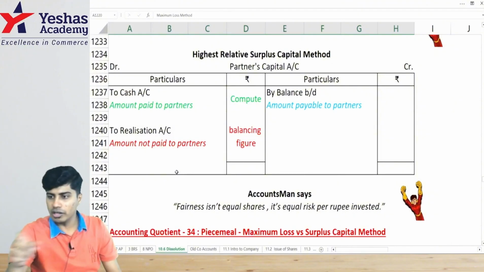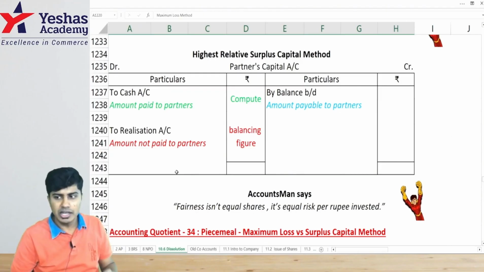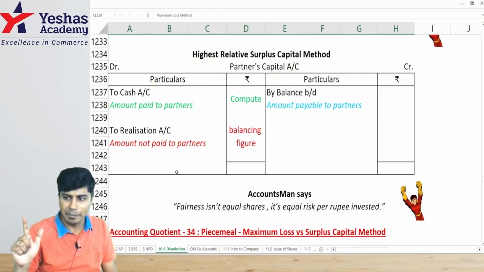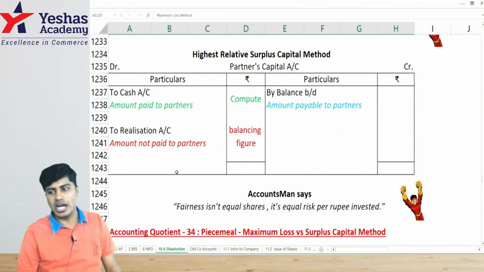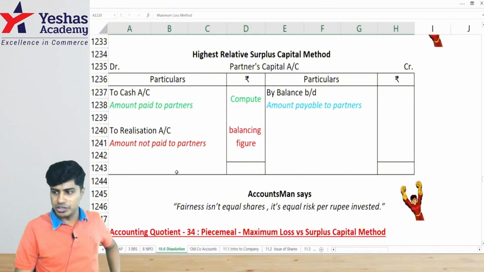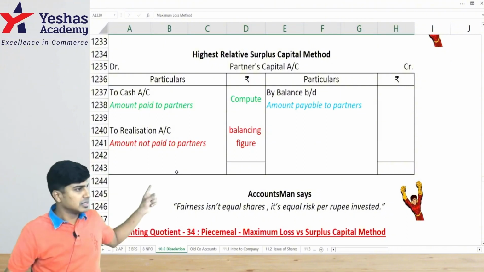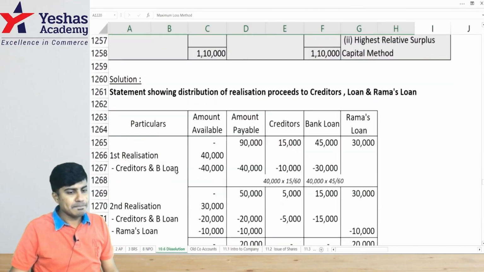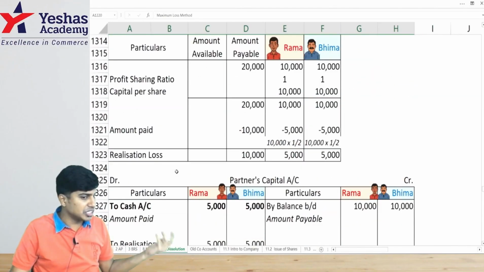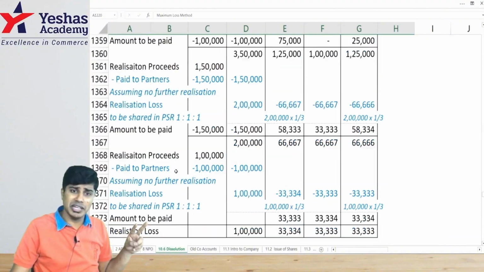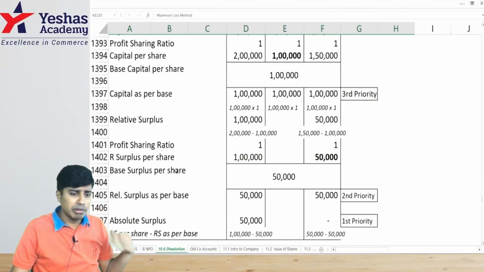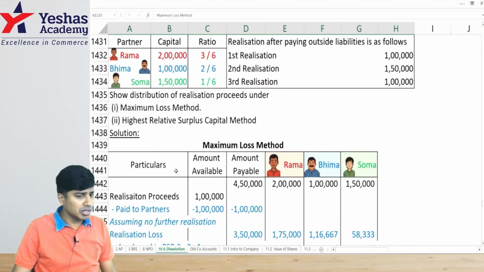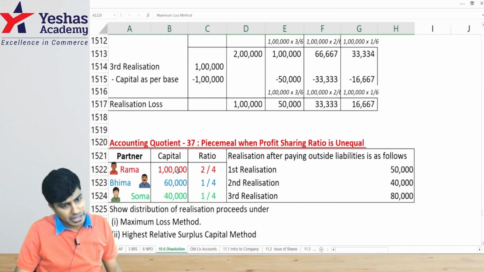For those who are watching it online, if in case you find this very tricky, I will pin another link, one question on maximum loss, one question on the highest relative surplus capital method. If not, please do ask me in the comments and I will share one question on each for you to practice. That's with regard to piecemeal. By this we finish our piecemeal distribution. Both the methods are the same, by the way. The answer will be exactly the same. But in the exam they will ask one of them. Whatever they mention, please try that.